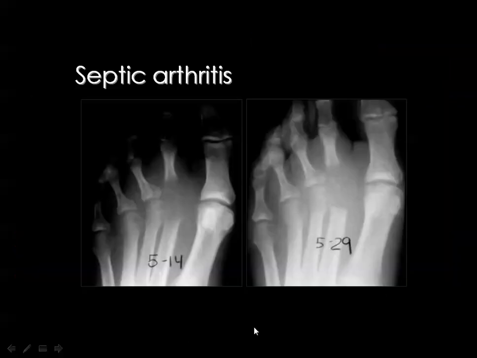And this is the septic arthritis of the metatarsophalangeal joint, with follow-up after about 2 weeks, where you can see the degree of destruction of the joint itself, as well as the adjacent bones, the part of the phalanx, as well as the part of the metatarsal bone.